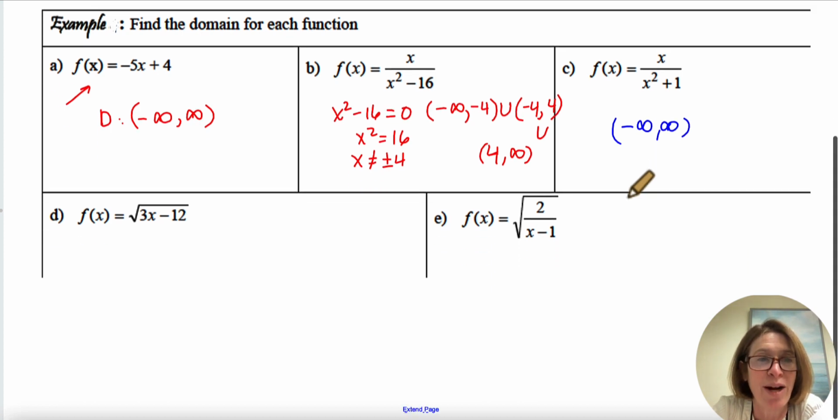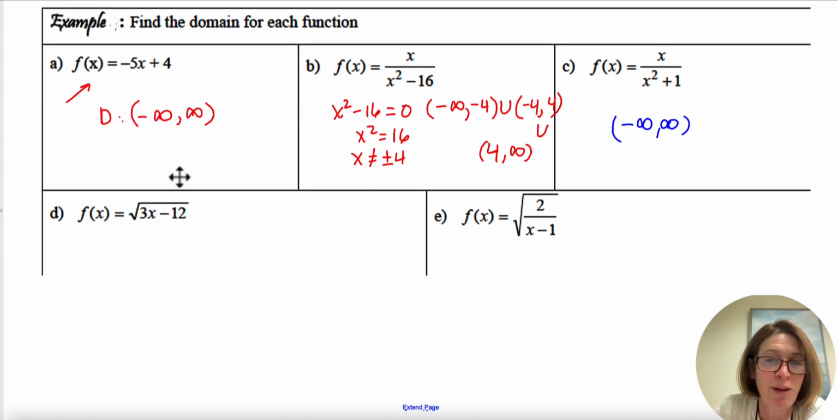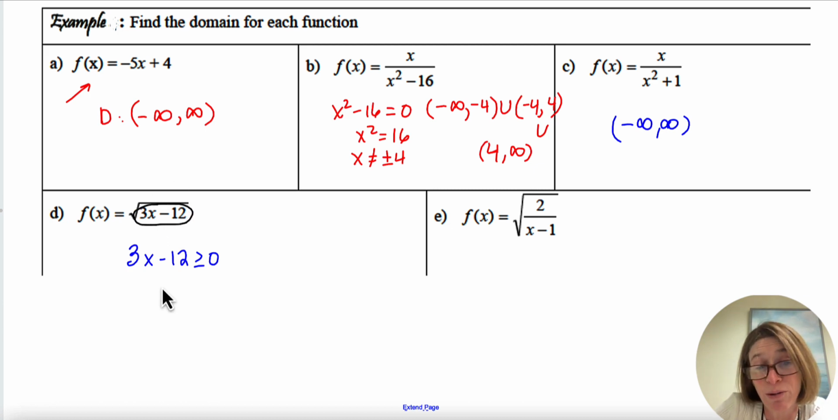All right, so now the two that we have to be really careful about, right? We have a square root, and so we have to remember that the value under the square root has to be greater than or equal to 0. So one way to find it is actually to set the expression that's under the square root greater than or equal to 0 and solve. Just be careful if 3 had a negative on it, it would flip the sign. So x has to be greater than or equal to 4, which means 4 to infinity.